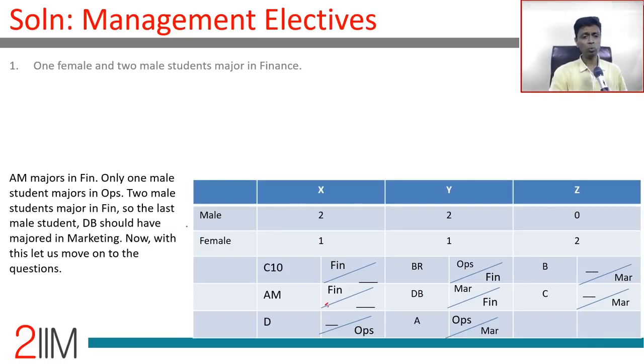And only 1 male student majors in operations, 2 male students major in fin. So the last male student should have majored in marketing. So DB should have majored in marketing. 2 in finance, 1 in ops, remaining is marketing. We can put this in. And so we've got a grid.